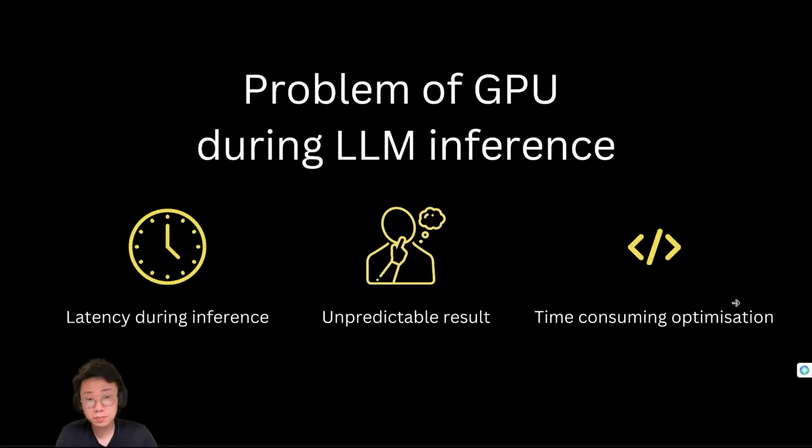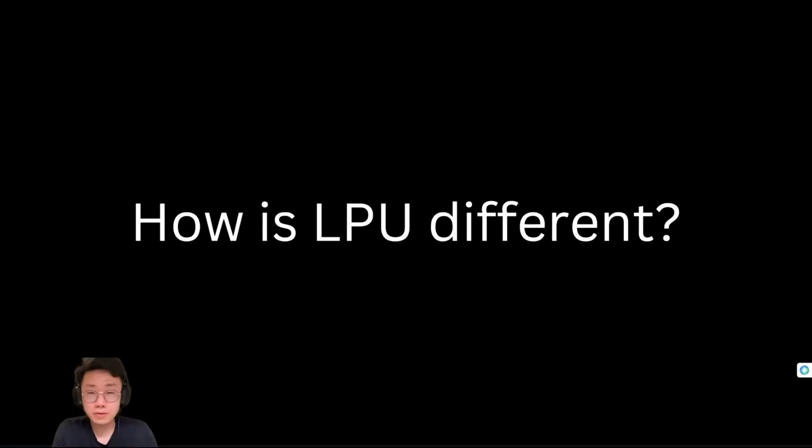So as a quick summary, the problem with GPU during the large language model inference stage is that it has latency and unpredictable results, and also time-consuming optimization while writing those kernel code. But how is Groq LPU different? Well, if GPU is a general purpose chip that's designed for many different scenarios, LPU is a type of chip that's designed specifically for large language model inference scenarios.